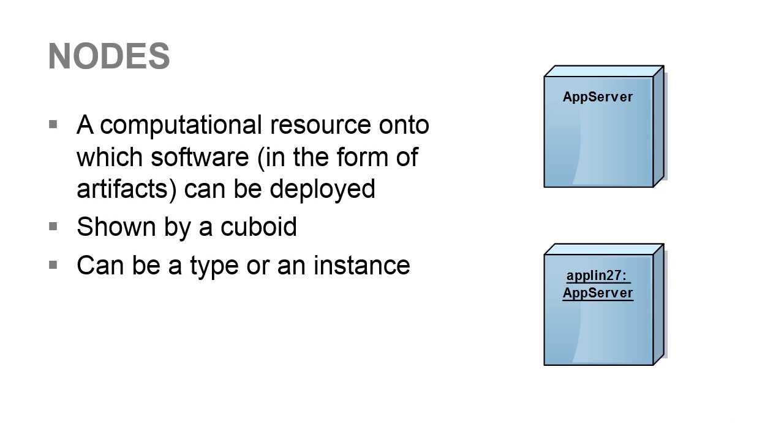We can show nodes in diagrams as types or instances. As a type, a node represents a specification of the type of resource that is required for the system, for example, an application server. As an instance, a node represents a specific resource, such as the application server named applin27.